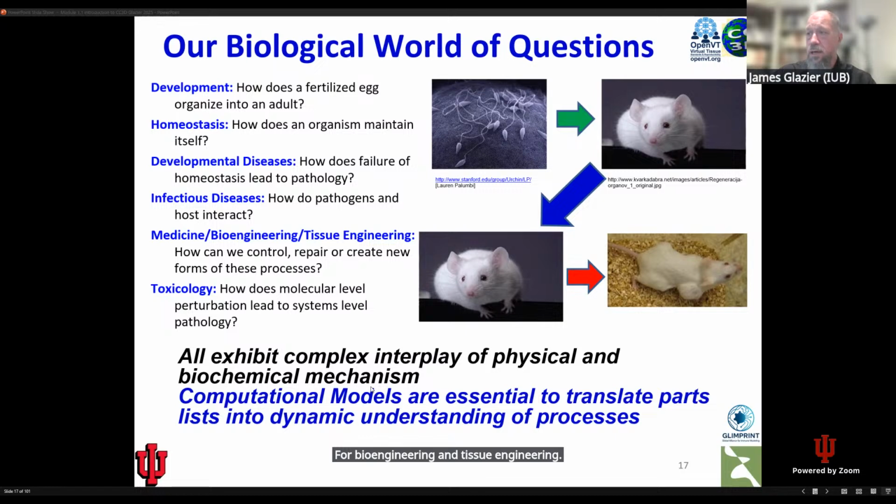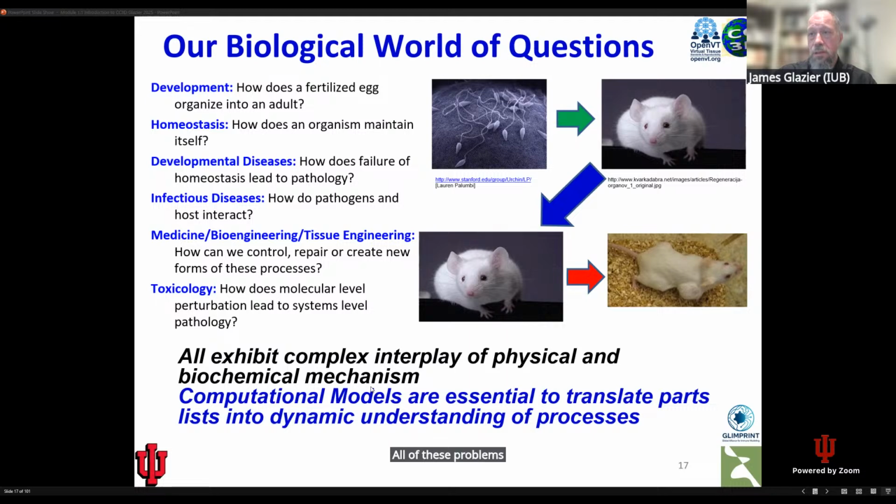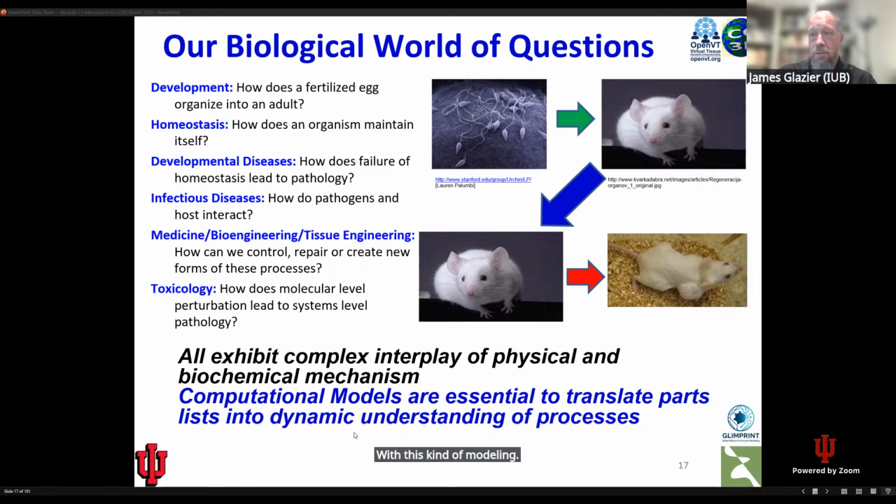It's also been used a lot in the context of toxicology. All of these problems depend on a complex interplay of physical and biochemical mechanisms. And that interplay between physics and biochemistry is really what you want to do with this kind of modeling. Computational models are really essential to translate the parts list that you get from omics and microscopy images into dynamic models that can give you understanding.